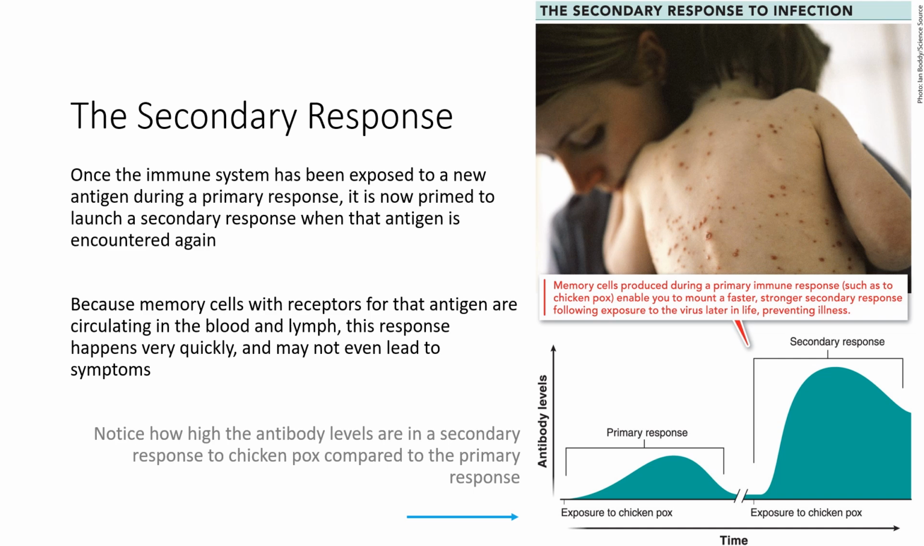The first time, your body has to launch a primary response. It takes some time for the immune cells to recognize the pathogen, produce antibodies, and fight off the infection. But those memory cells stay in the body fluids ready for the next time you are exposed. On that second infection, the body launches a secondary response, which happens much more quickly. So antibody levels increase rapidly, destroying the pathogen before it can make you sick.